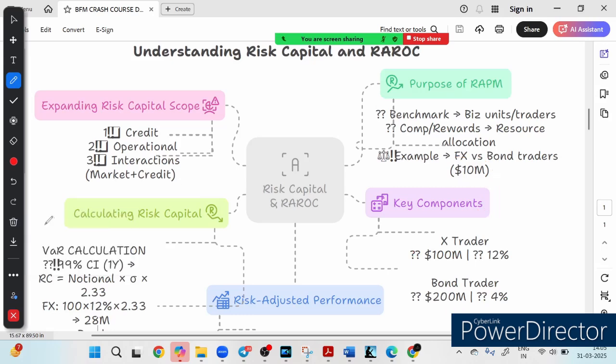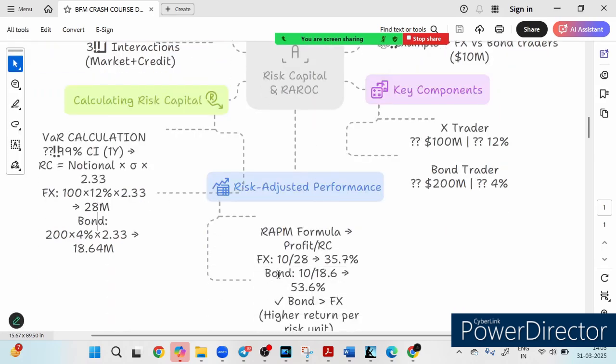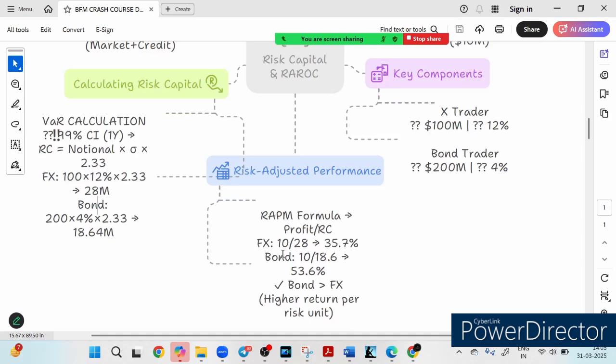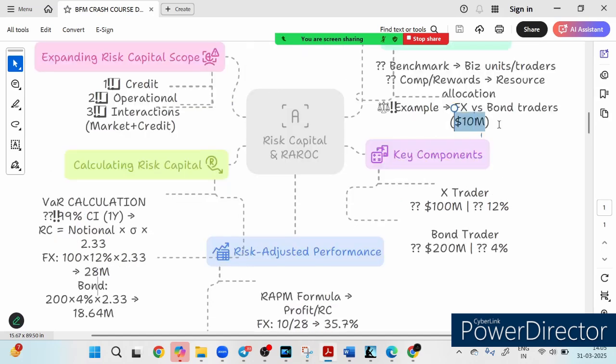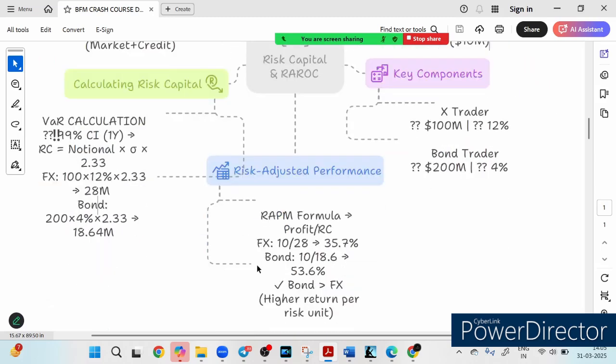How to find the RAROC? To calculate RAROC, here you will see. For the forex trader, we will see the profit. What is the profit? For both, the profit is just the same. How much is the profit? $10 million. But are they performing the same? No. Someone is performing better, someone is performing weaker. Who is performing better? For that we use the concept of RAPM.